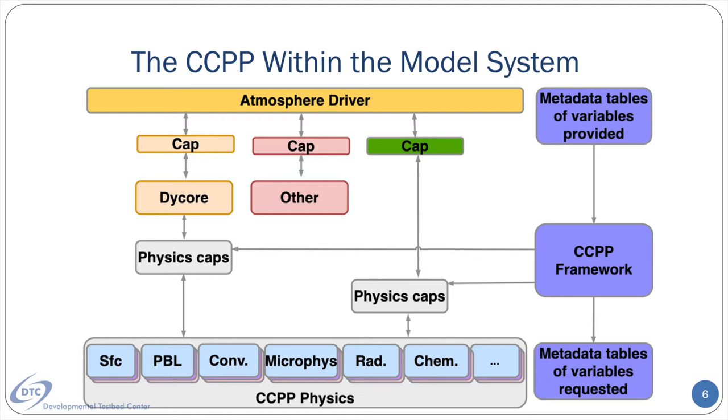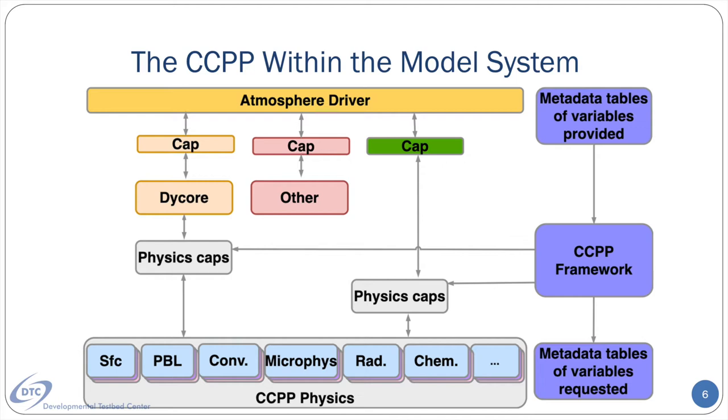The CCPP physics on this diagram corresponds to the CCPP physics repository and, as shown, is a collection of physics parameterizations with potentially more than one of each type. For example, several different microphysics schemes, convection schemes, etc.